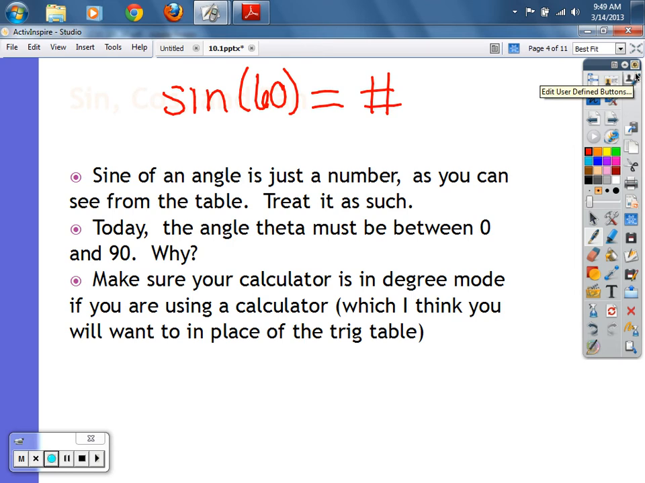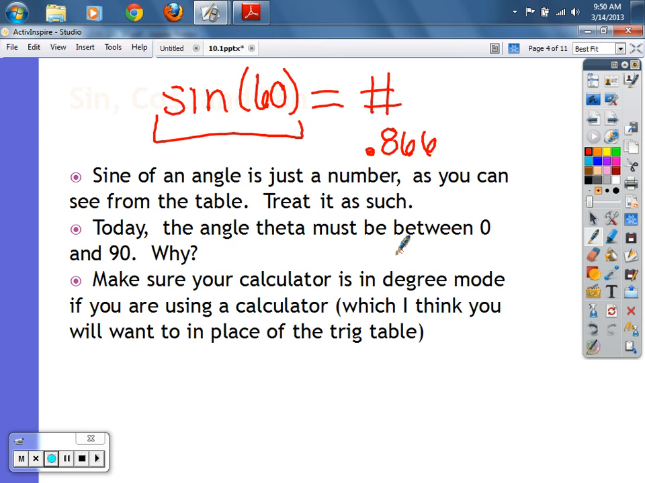Sine of 60, I'm going to change it to degree mode. We're going to talk about modes of calculators later too. Sine of 60 is 0.866, and it goes on for more digits than that. It's just a number, so you treat it as such. When you see this, don't think that sine times 60. There's no such thing as just sine. Sine is telling you what ratio to get of the 60-degree angle.